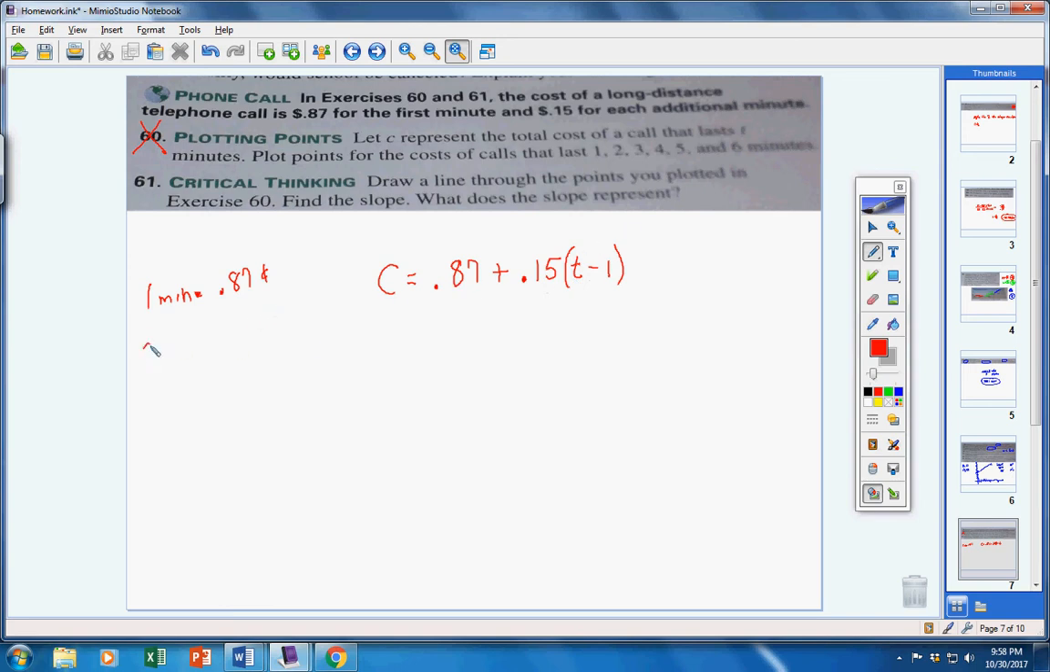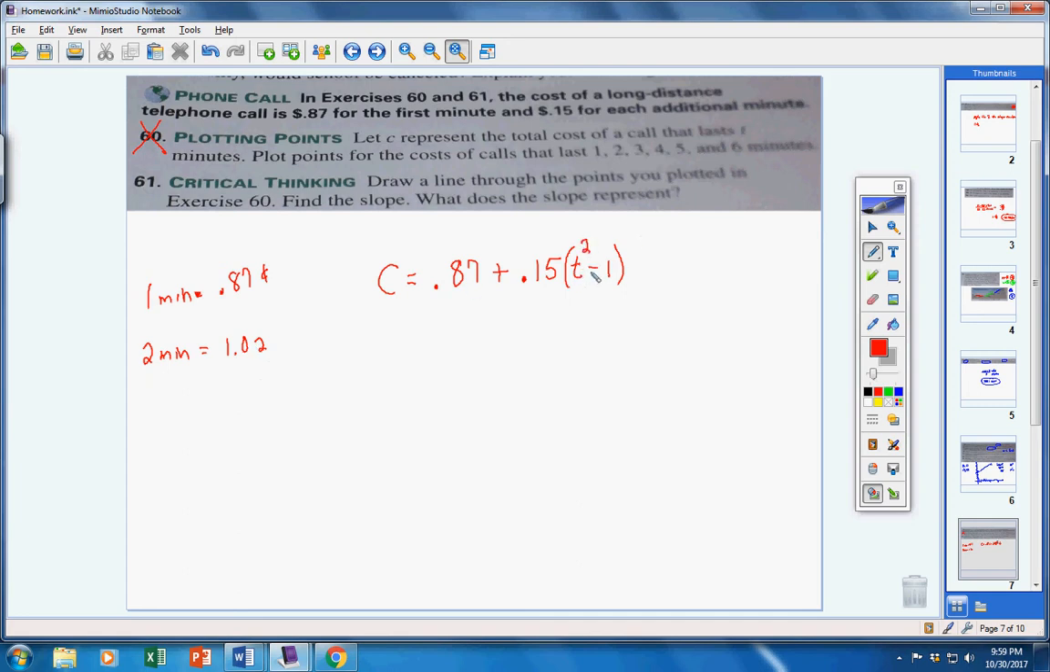Now, if you talked for 2 minutes, what is your cost supposed to be? Well, it's supposed to be 87 cents for the first minute plus 15 cents. So it should be $1.02. Okay? Let's see if it is. Come over here and put a 2 in for T. Alright?